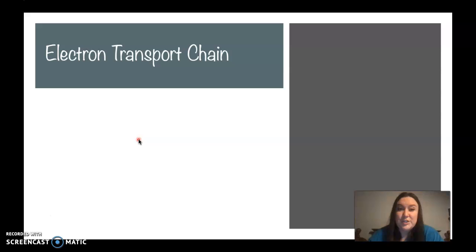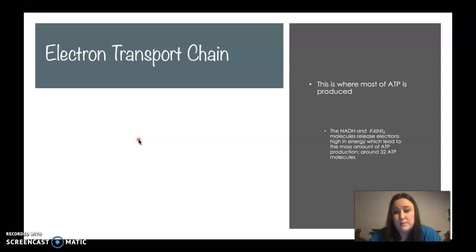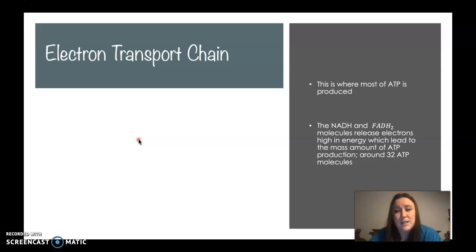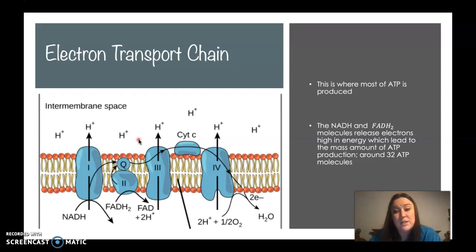And then the electron transport chain. This is where most of our ATP is produced. The NADH and FADH2 molecules release high-energy electrons, which lead to the mass amount of ATP production, around 32 ATP molecules in this stage.